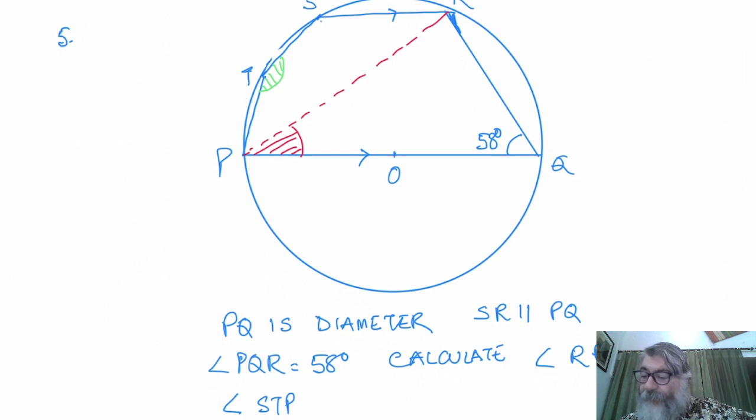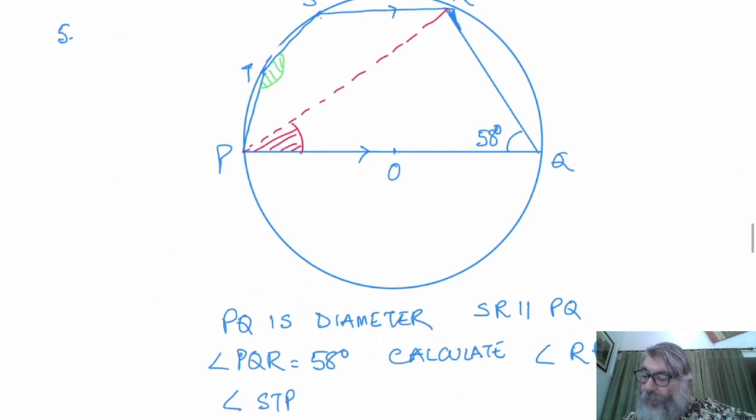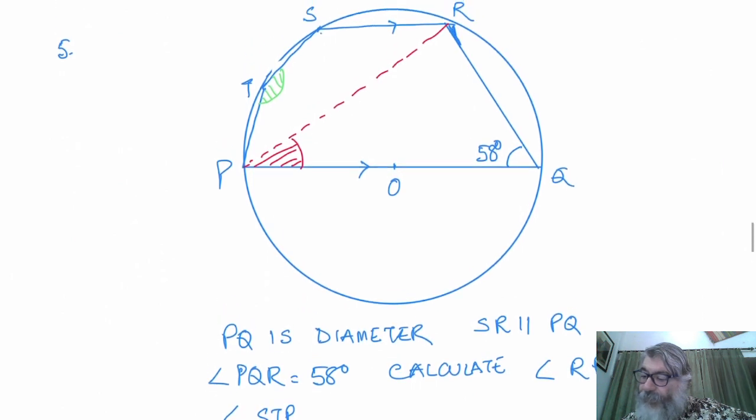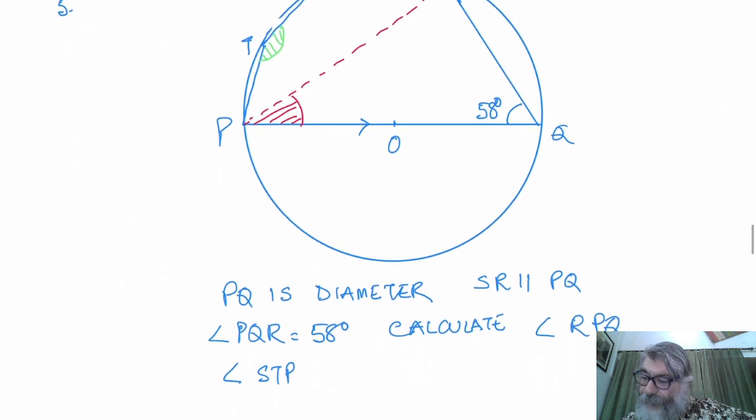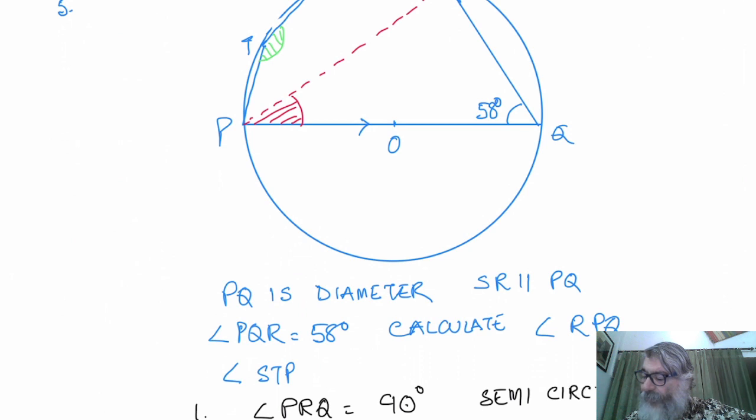Because I have to calculate RPQ, I join P to R. So first of all, I have joined P to R, so angle PRQ will be 90 degrees. Semicircle property: angle in a semicircle is always a right angle.